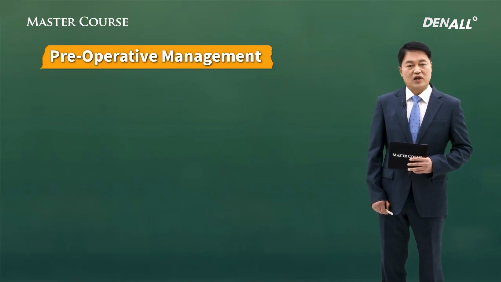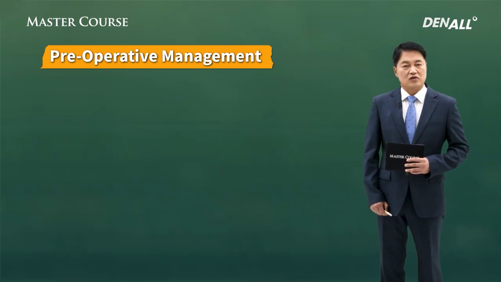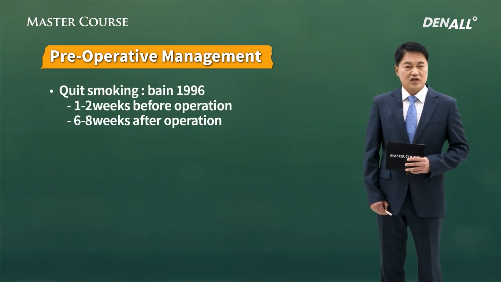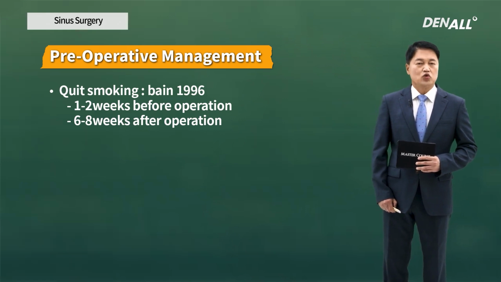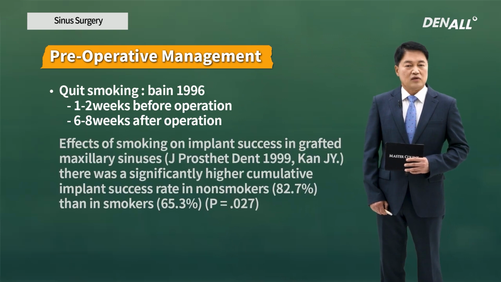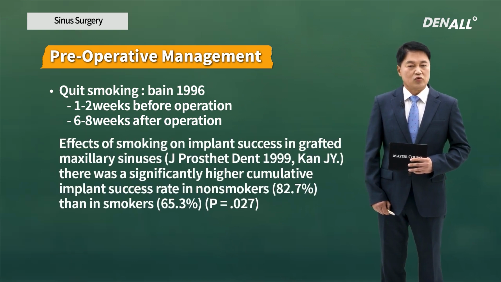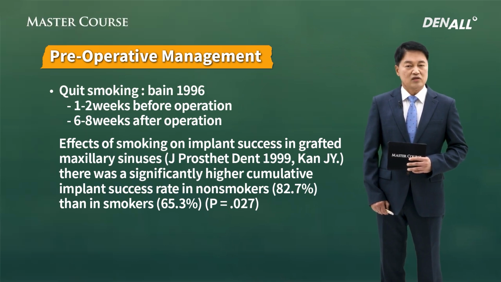Before we do sinus surgery, we need to manage these. First, you need to tell the patient to quit smoking. Bain and others in 1996 recommended abstaining from smoking 1 or 2 weeks before surgery and 6 to 8 weeks after surgery. If you do graft in sinus surgery, in another literature, there was a meaningful difference between smokers and non-smokers.